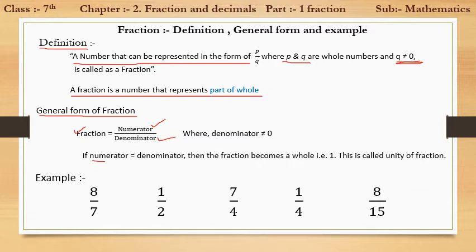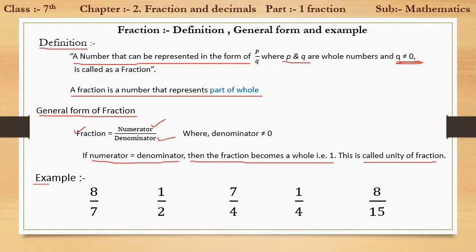If the numerator is equal to the denominator, both being equal, then that value is 1. Then the fraction becomes a whole number, that is 1. This is called the unity of fractions.